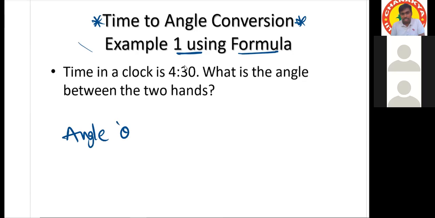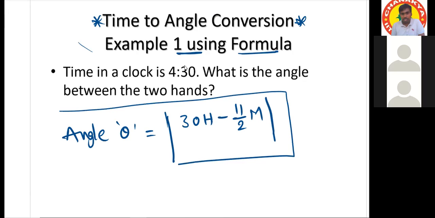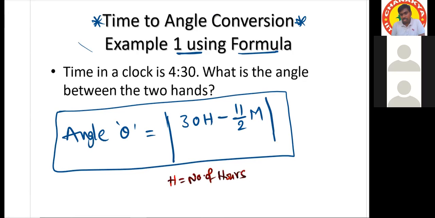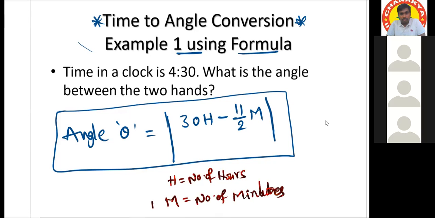Angle between the two hands, theta equal to modulus of 30h minus 11/2 m, where theta is the angle, h is number of hours, and m is number of minutes. All of you, read it once. Angle between the two hands, theta equal to how much? 30h minus 11/2 m.